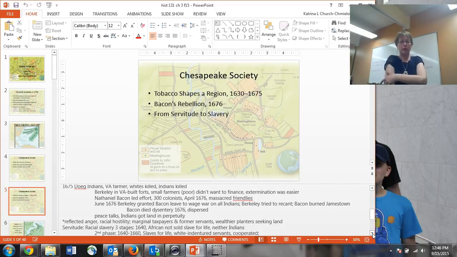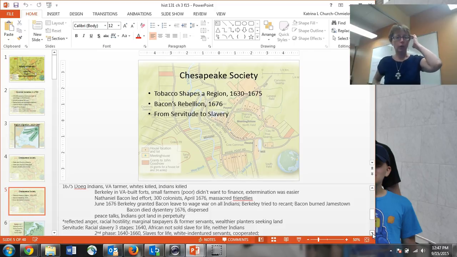But Bacon's Rebellion dispersed in 1676 because after Bacon burned Jamestown and was about to create this issue, he died just of dysentery, like right then. And so there were more peace talks. The Indians were granted land in perpetuity. What does perpetuity mean? This is important. It was definitely a peace offering. In perpetuity means that they will always have it. It's perpetual. Okay? It will always be their land. Okay? It's always held in perpetuity.